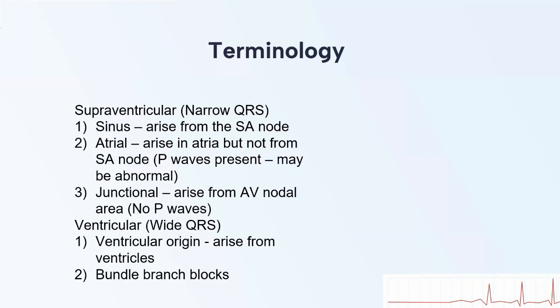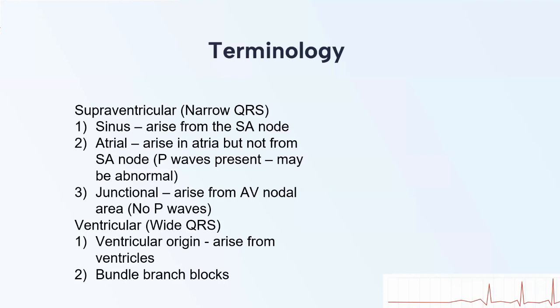Atrial dysrhythmias include your atrial fibrillation, atrial flutters, and so on. Those are generally narrow complex, and they do have P waves that are present, but may be abnormal. In atrial fibrillation, you'd see fibrillatory P waves, so you may or may not see them.